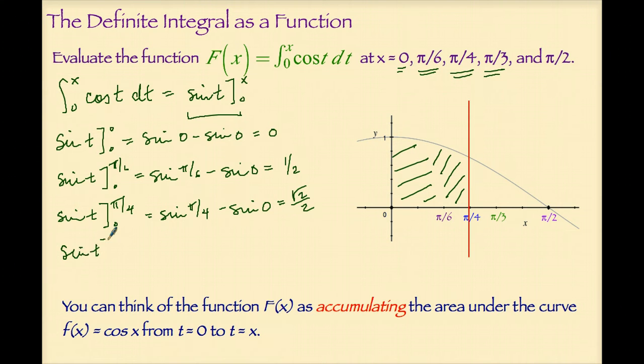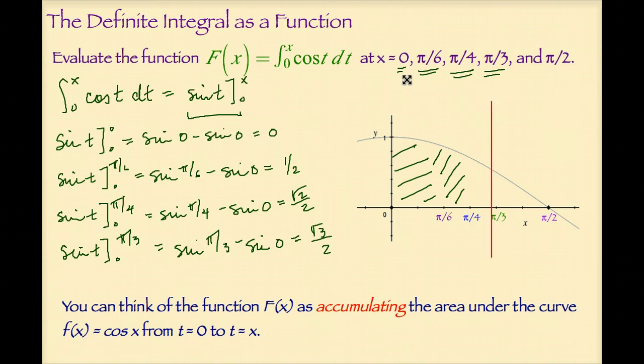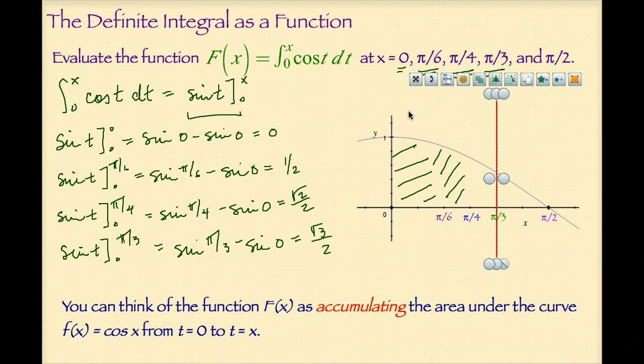Let's try pi over 3. Sine of t from 0 to pi over 3, of course, is sine of pi over 3 minus sine of 0. This is the square root of 3 over 2. The value of this definite integral when x is pi over 3, but now we've accumulated more area under the curve as we've changed the endpoint of integration. Now from 0 to pi over 3, we have more area under the curve. I'll try it this way.